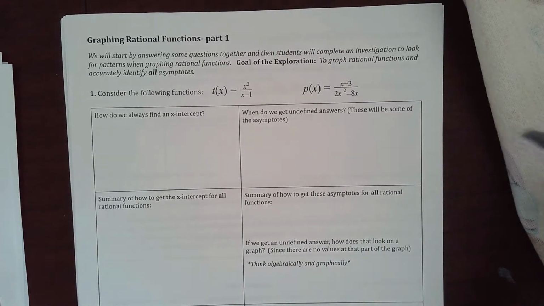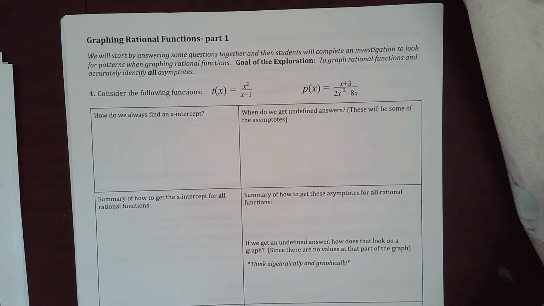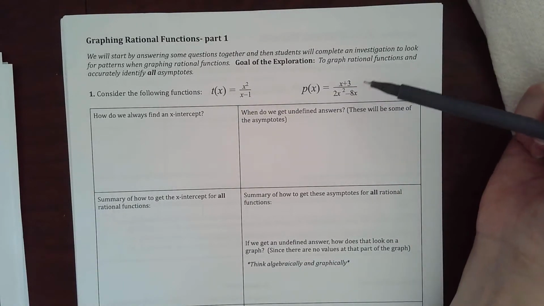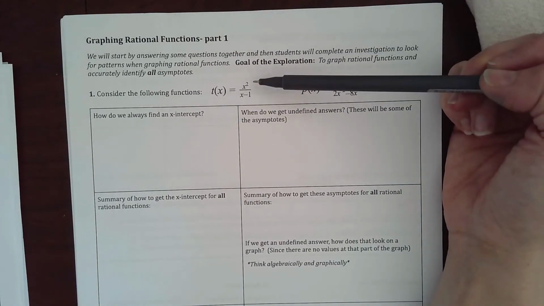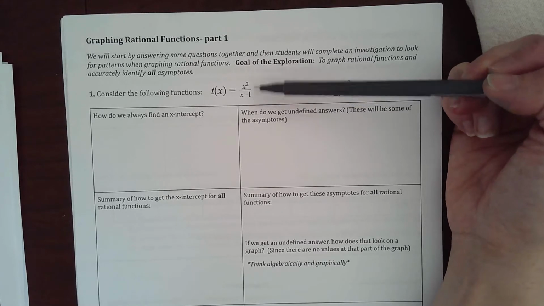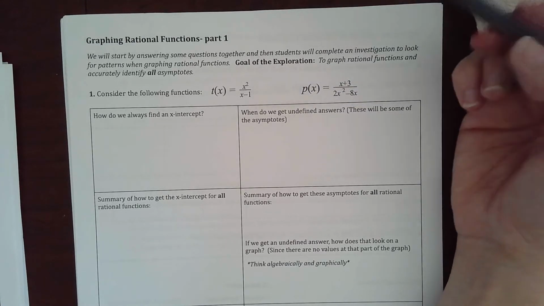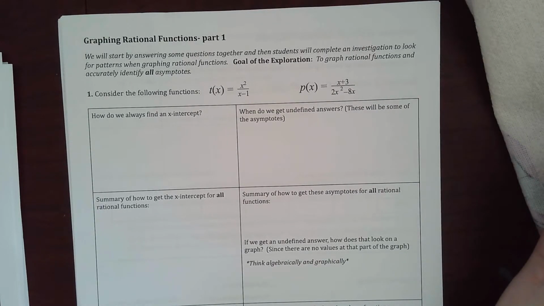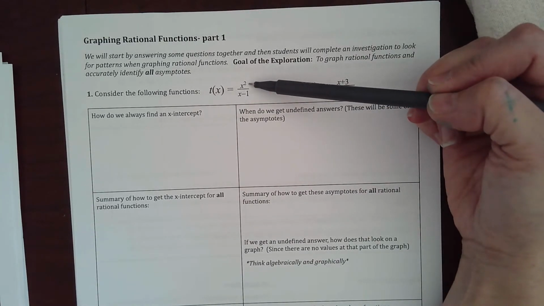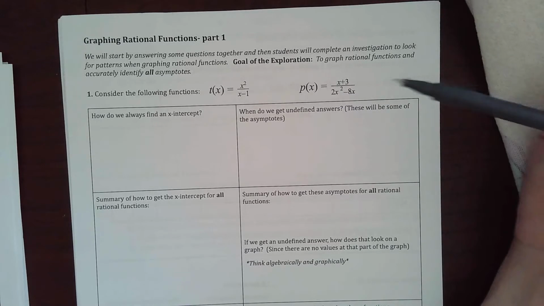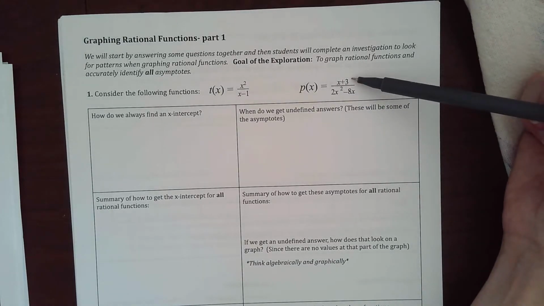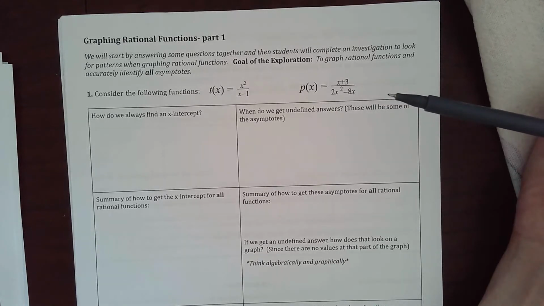Before we do the in-class activities, I want to go over some preliminary stuff. In this unit, we're talking about rational functions. If you notice, here are some examples up here. A rational function is a ratio, which is a fancy way of saying fraction, of one polynomial to another polynomial. So here I have a quadratic on the numerator and a linear on the denominator. In the second rational function that we're going to use for my example, I have a linear on the numerator and a quadratic on the denominator.